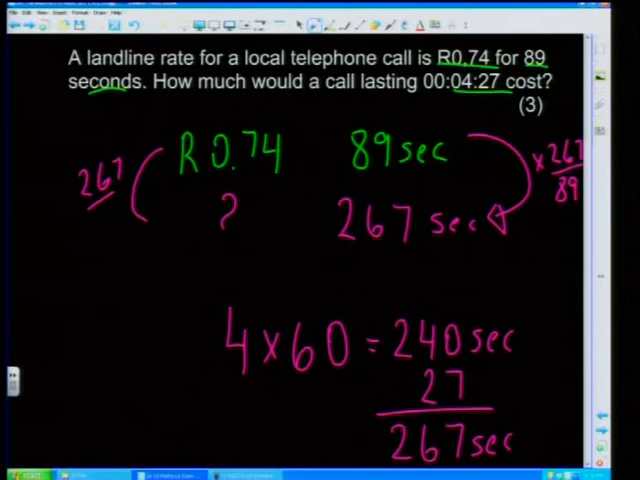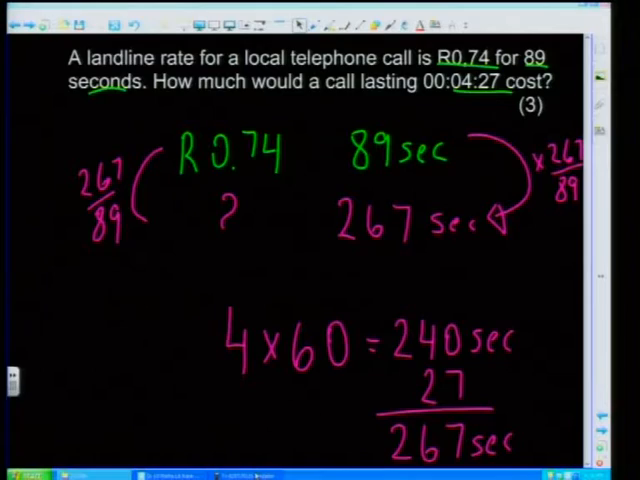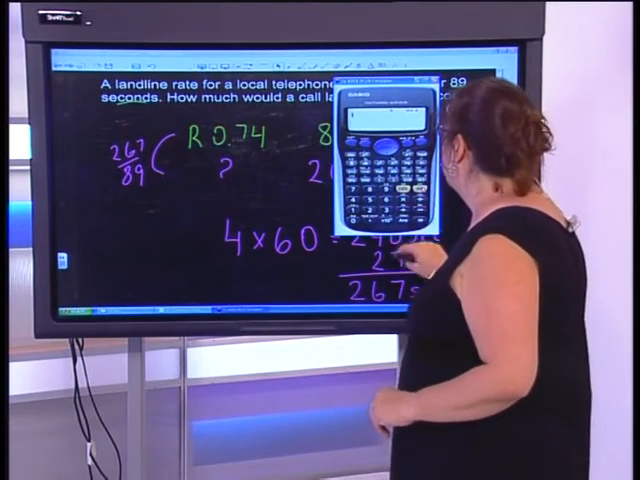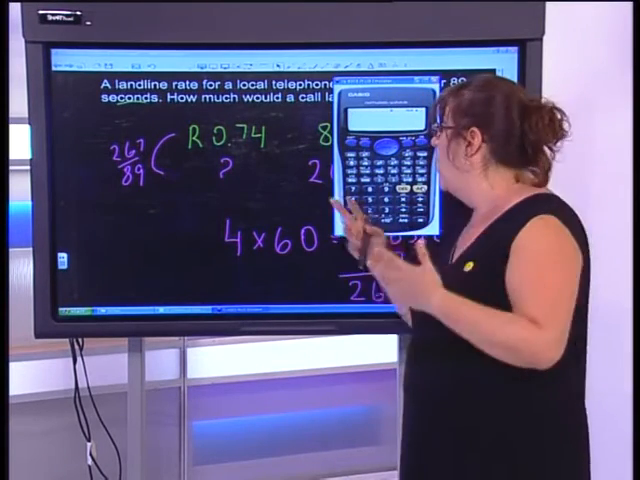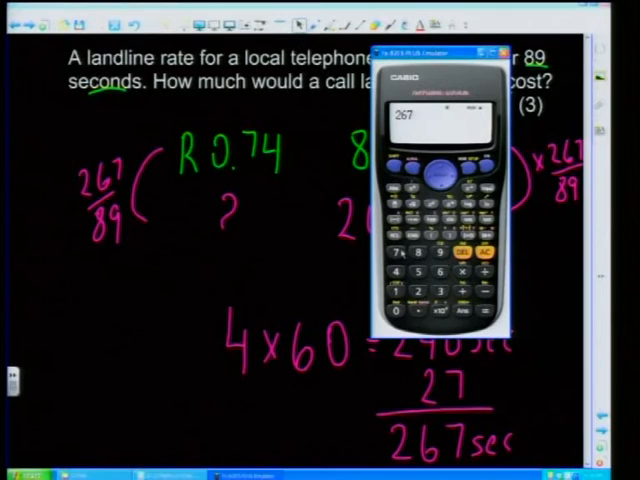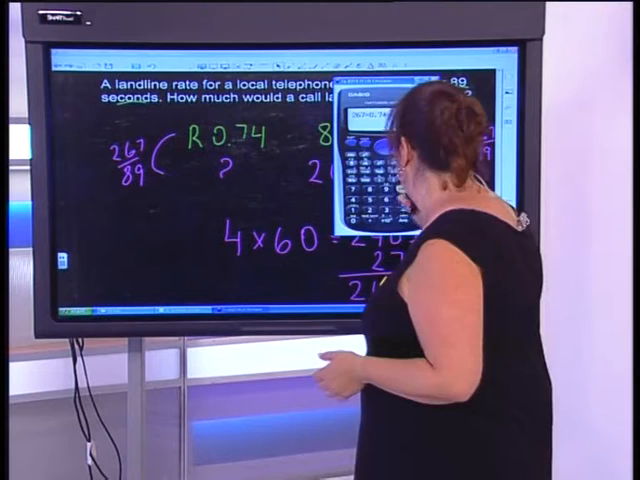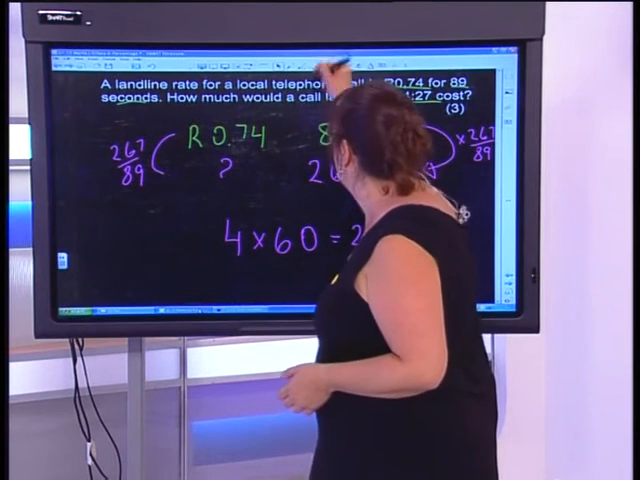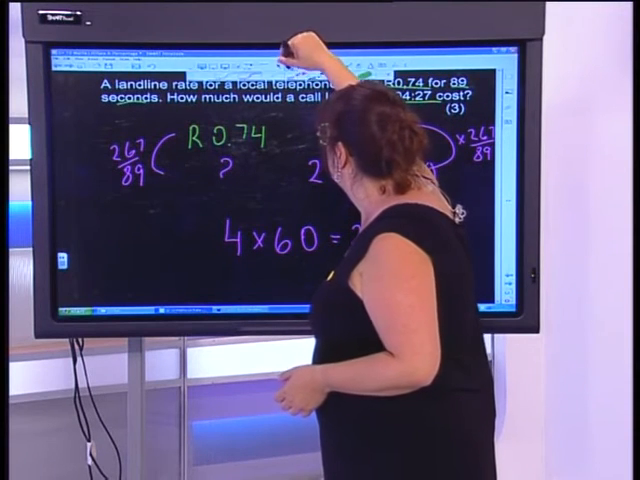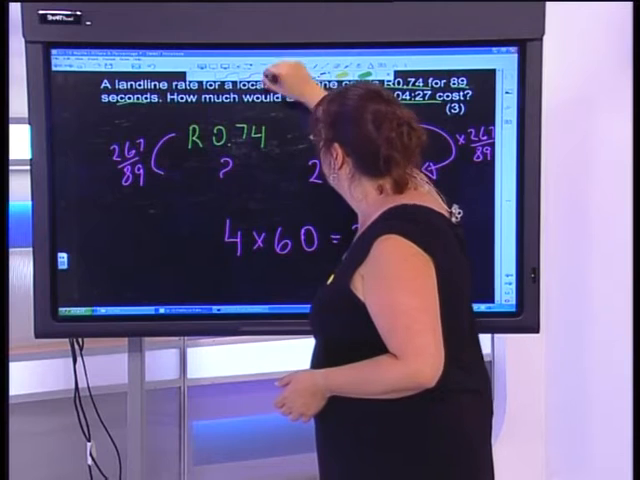267 divided by 89. And we can use our calculators to do that for us. Let me find my calculator. Right, I can use a fraction button, or I can just do 267 times by 0.74 and divided by 89. And let's see what answer we get. We get 2 Rand 22. So that's a nice answer. 2 Rand 22. Yeah, I'm struggling today with this pen.